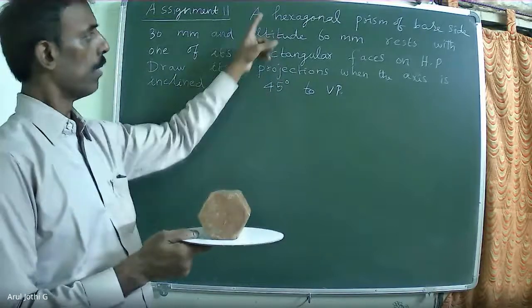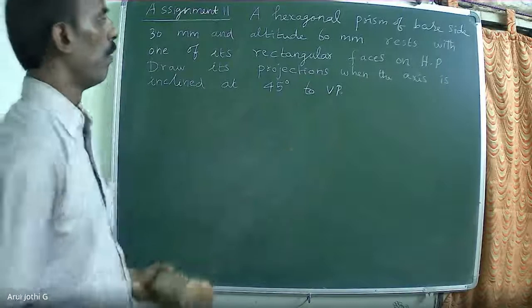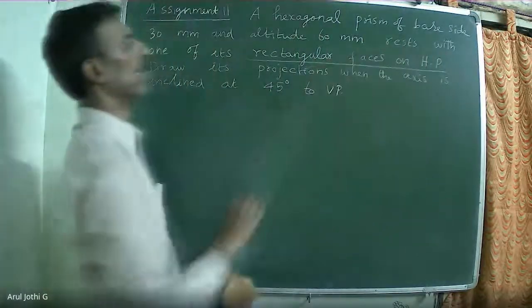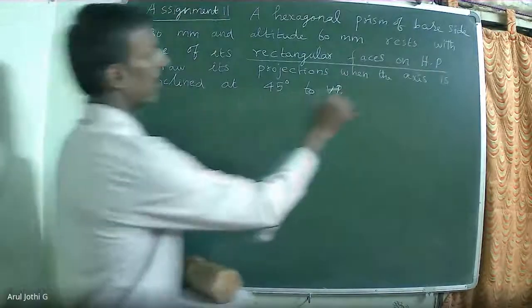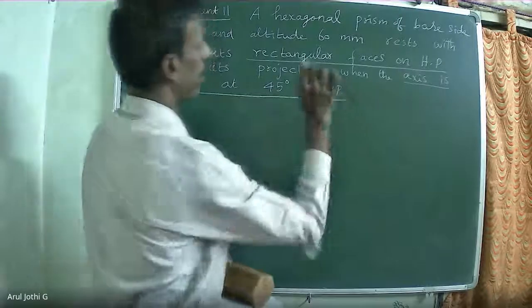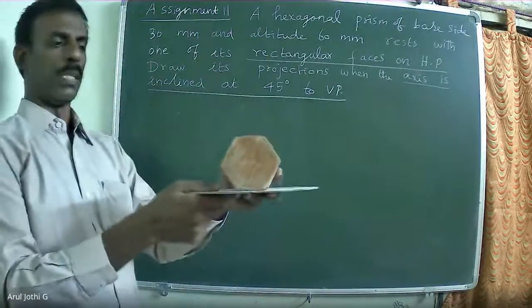Axis external prism, axis inclined at 45 degrees to VP, one of its rectangular faces resting on HP. The axis is inclined at 45 degrees to HP. Okay. Now you see the object here.